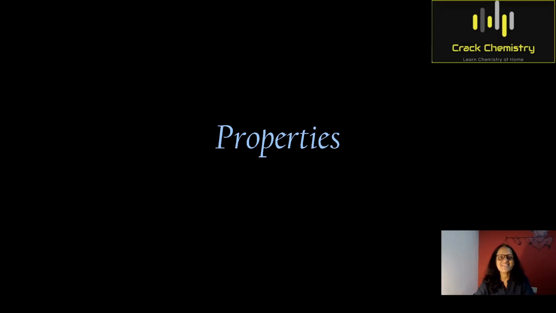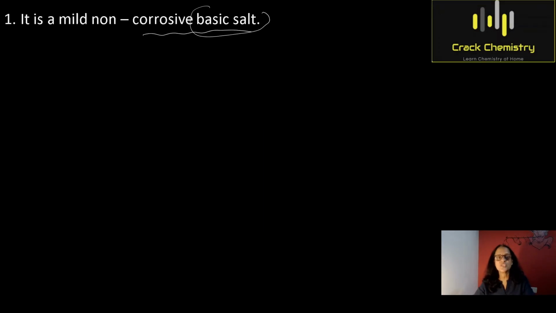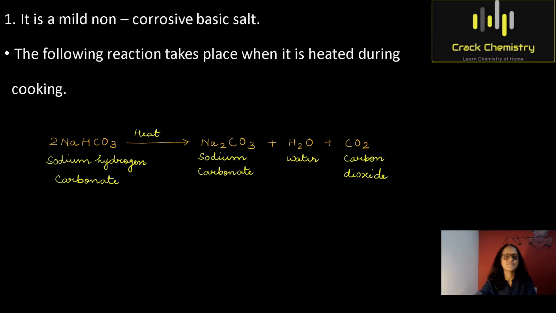Now we will see the properties of baking soda. First property is that it's a mild, non-corrosive basic salt. The pH of such type of salts is more than 7. Now we will see the second property. The second very important property is that baking soda on heating decomposes and sodium carbonate, water and CO2 are formed.